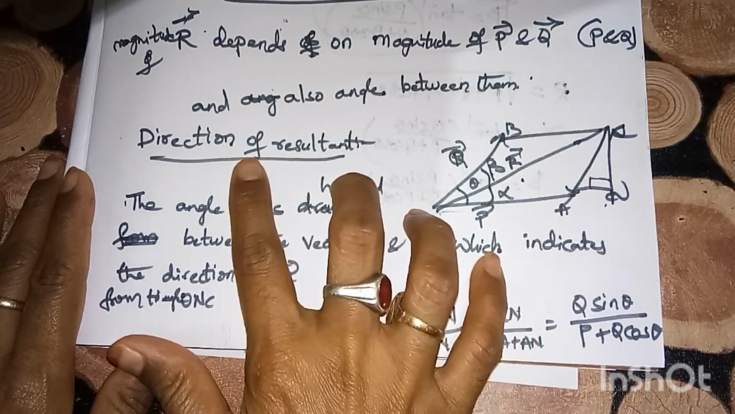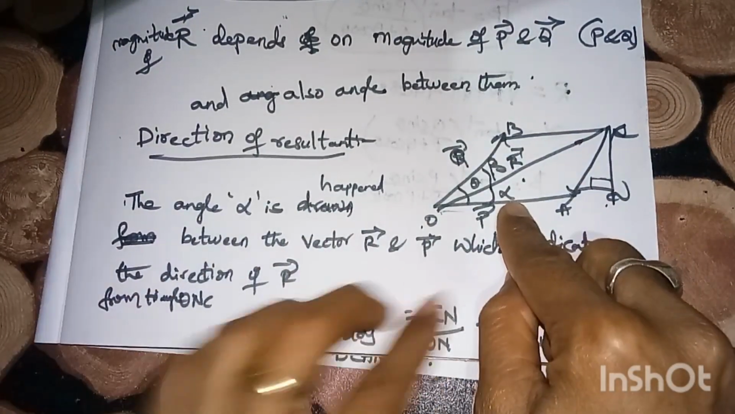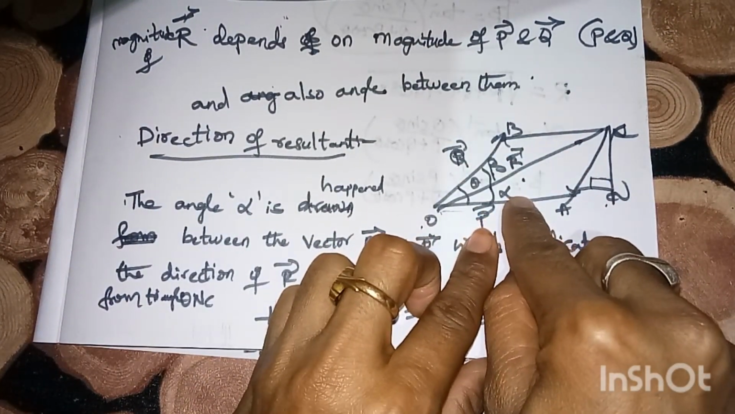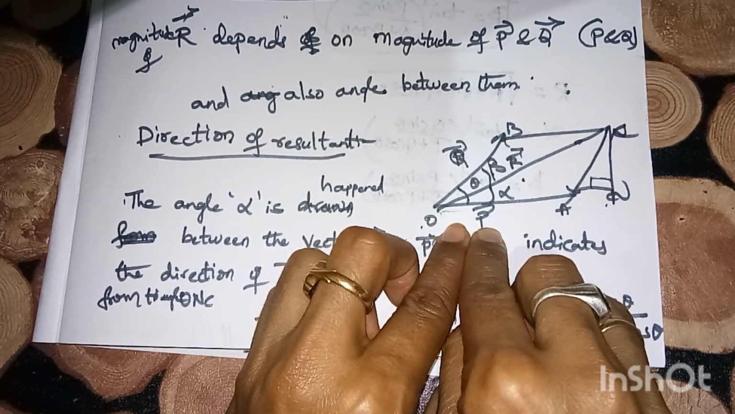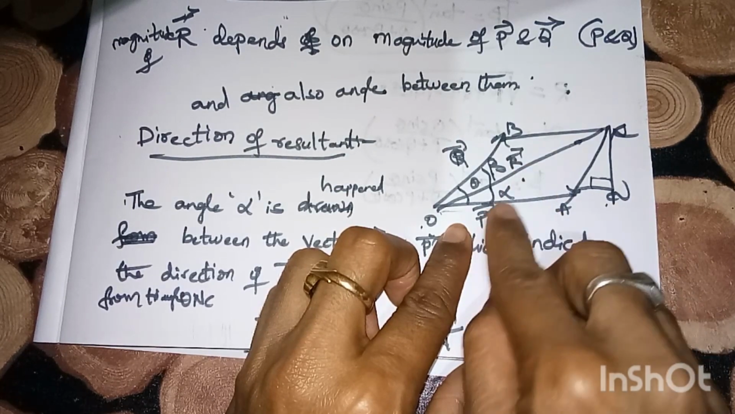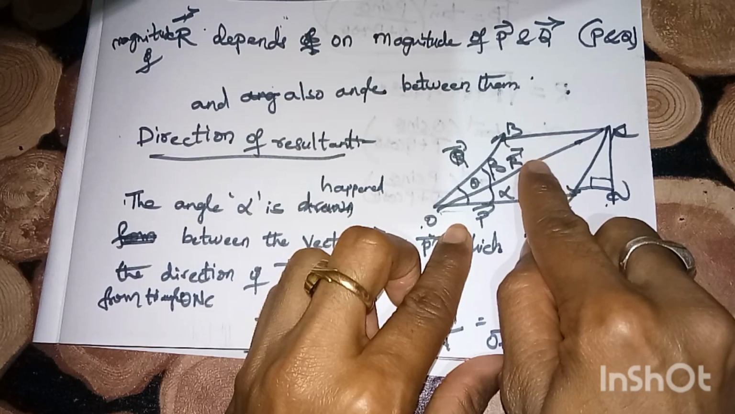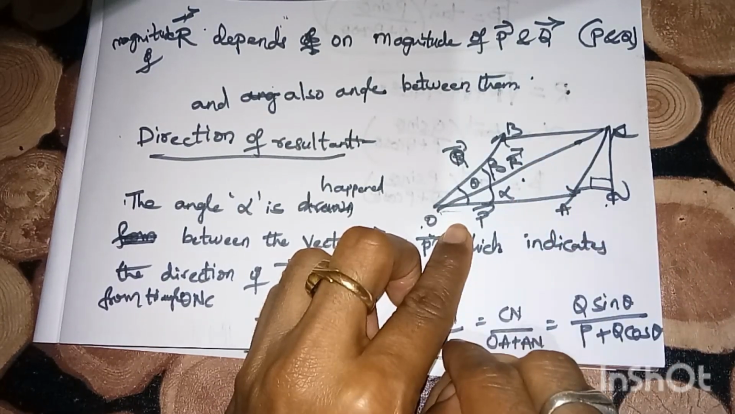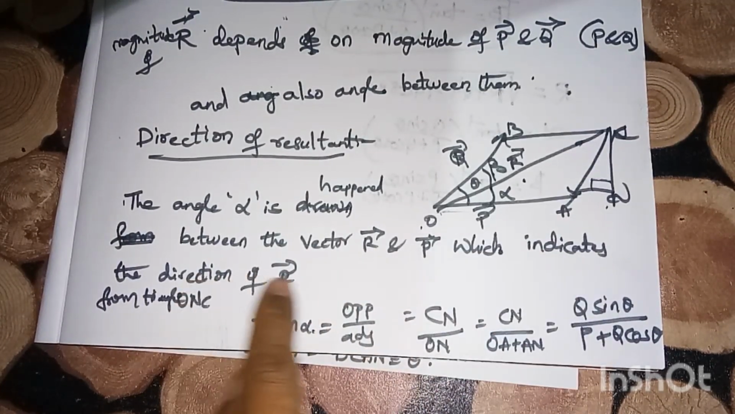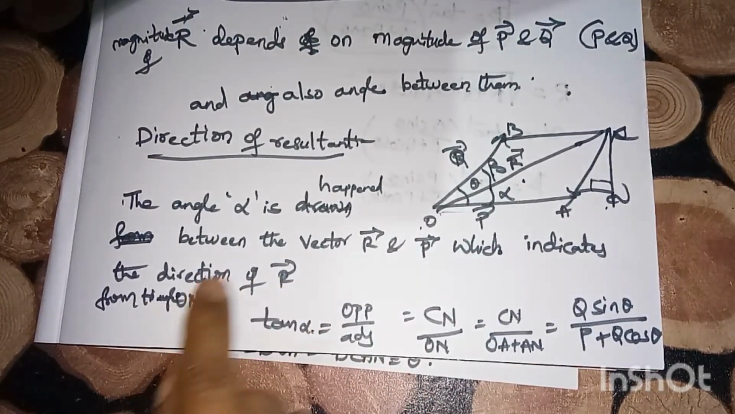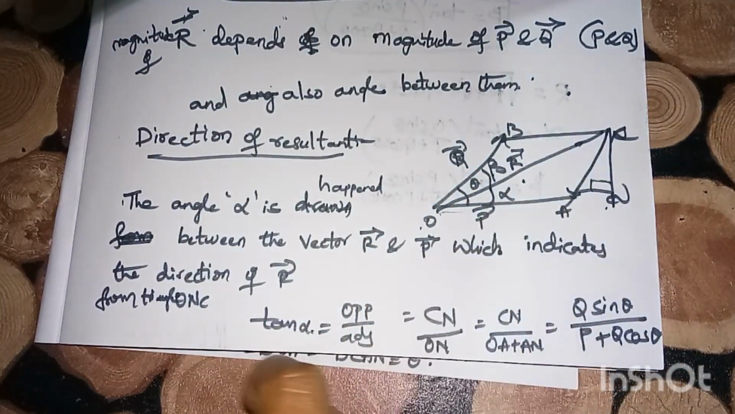So how can we find the direction of resultant for the parallelogram law? Here we are making an angle alpha with the first vector, P bar, and the resultant R bar. Alpha is the angle drawn between the resultant vector and the first vector, which indicates the direction of R bar. We usually take tan theta, but here we are taking an angle alpha.